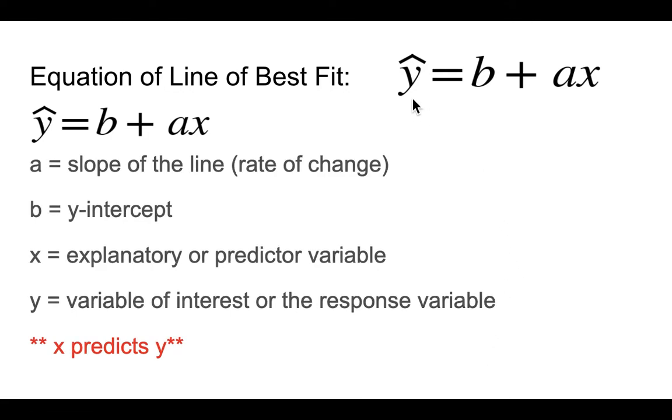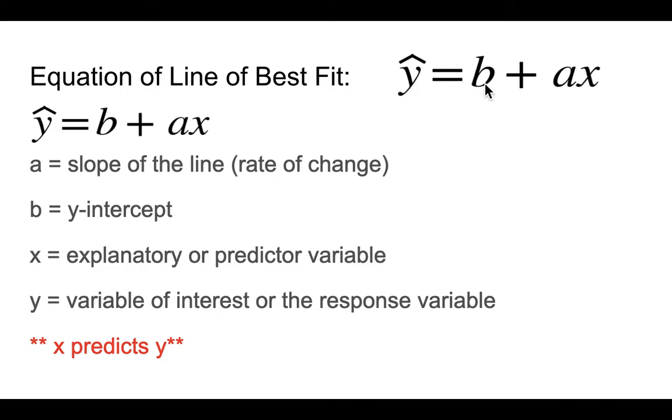The equation of the line of best fit. This equation is kind of funky looking. It's read as y hat equals b plus ax. Hopefully this kind of looks familiar to you. In algebra, you saw this as y equals mx plus b. So some things look a little different and some things look the same.